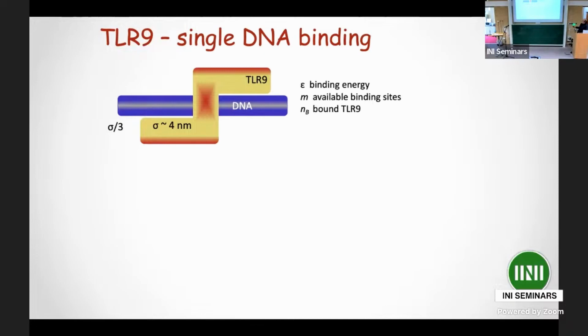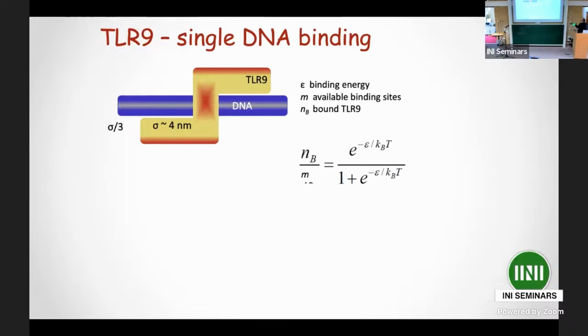Then the average binding energy of this receptor to this DNA is just the parameter epsilon. Basically, what we are doing here is a Langmuir adsorption model. We assume that there are M available sites on the DNA, and N_B is the number of bound receptors. And we know that N_B over M is given by this expression. This is a Langmuir adsorption.